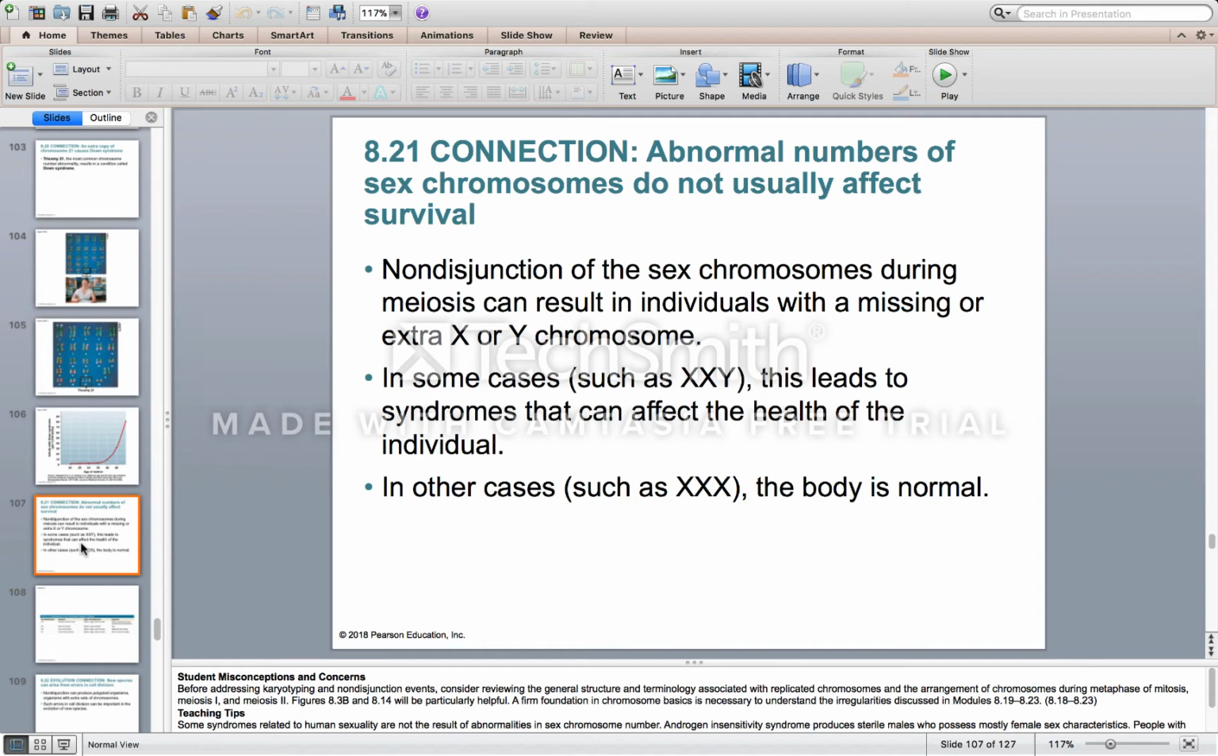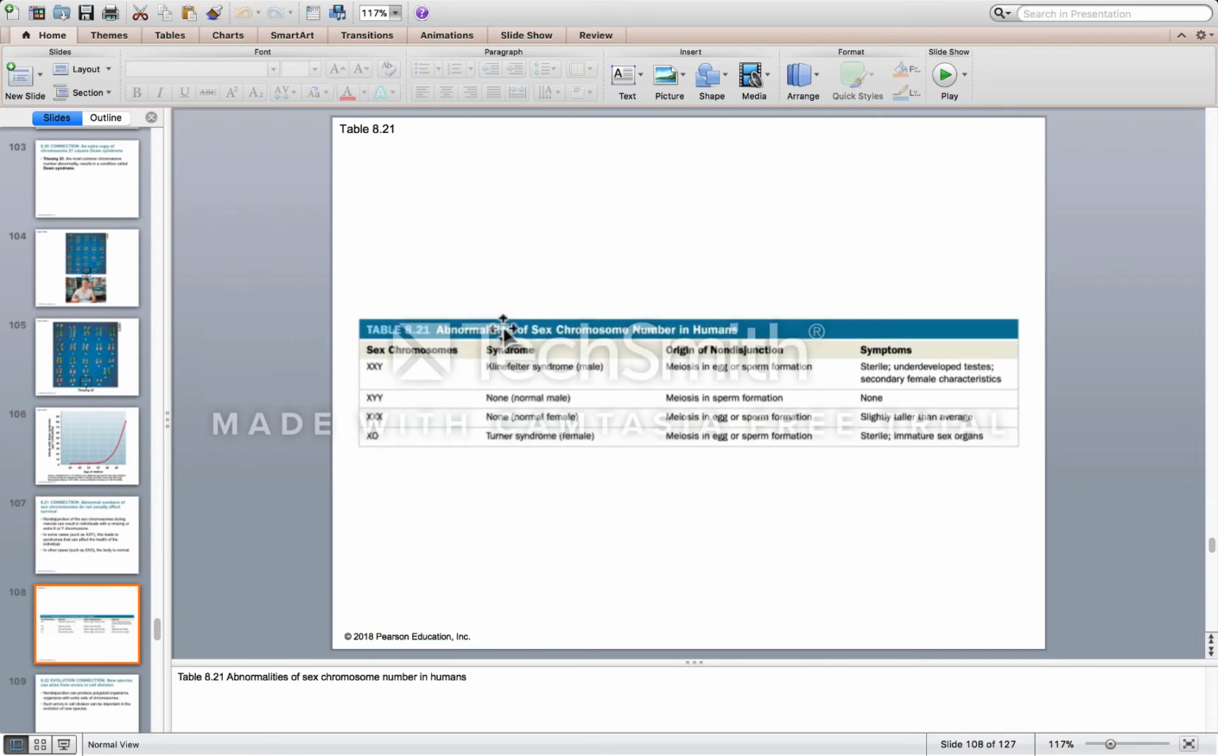So just because the patient is XXX, a female, that third X chromosome doesn't mean it's going to affect the first two. Because the first one is dominant, the second one is recessive, and the third one is actually masked. So it's not even a problem where it's expressed. So the XXY could lead to some effect on the individual, but an XXX can be perfectly normal.